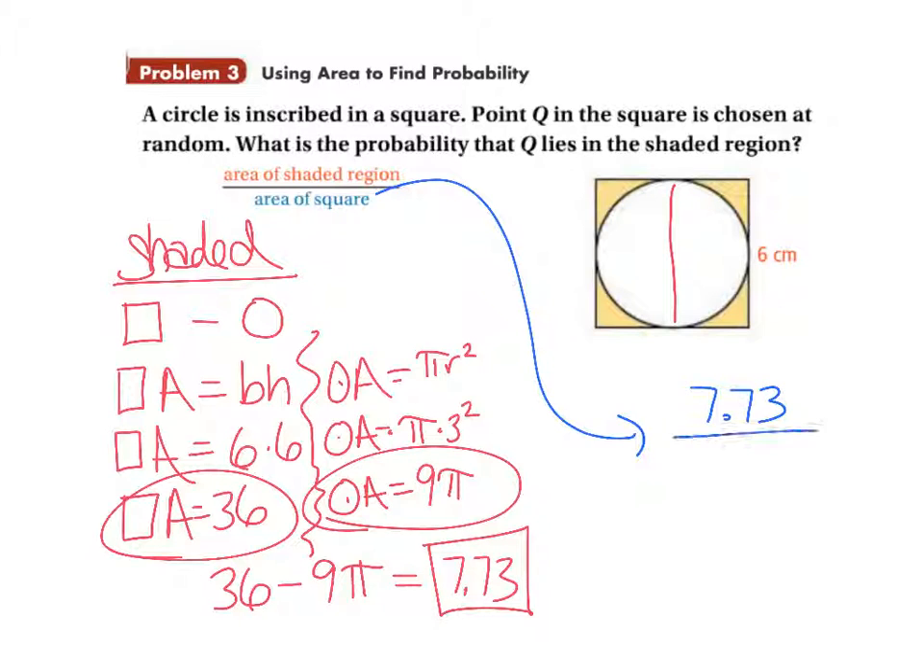I did all my work to find that. Over the area of the square, which is the total possible area, that's just 36. In my calculator, I divide those out, and I get 0.214. So it's about a 21% chance that I would actually pick a spot that would lie in that shaded region. All right, let's keep moving.